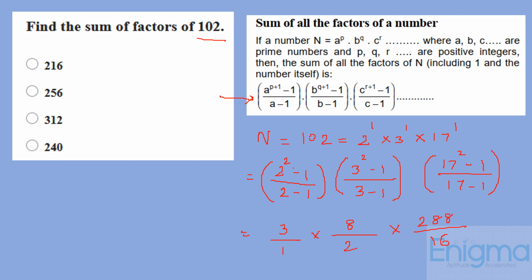Okay, so let's factorize now. 2 4s are 8, 4 4s are 16, 4 into 72. So now here it's 3 into 72, hence our answer is 216.